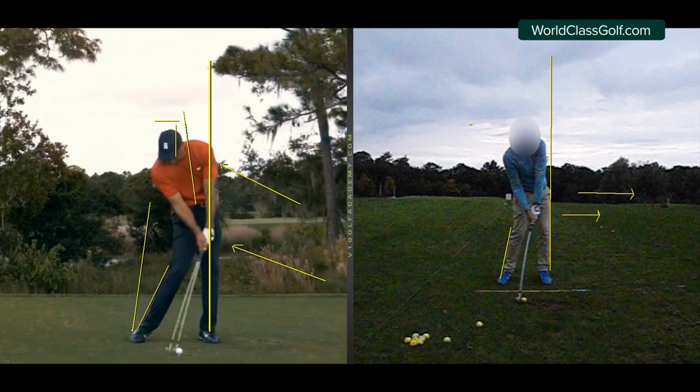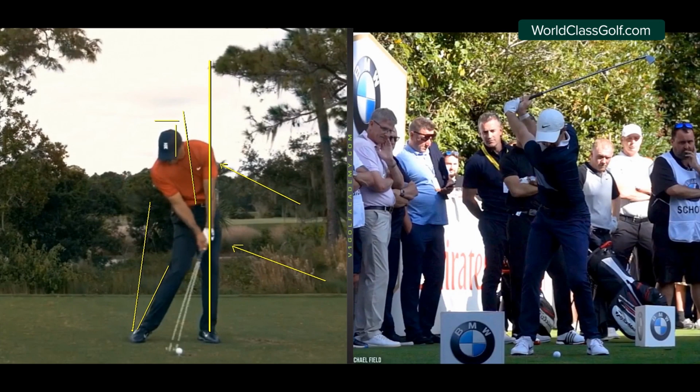Let's have a look at McIlroy here, because I think you'll find this remarkable. This is absolutely staggering, the similarities in these two positions. So let's pop in a couple of lines. We'll draw the one up from the ankle, vertically straight up. We'll put one on the top of the head here and on the side, and we'll just have a look at a couple of the numbers here because it really is unbelievable.